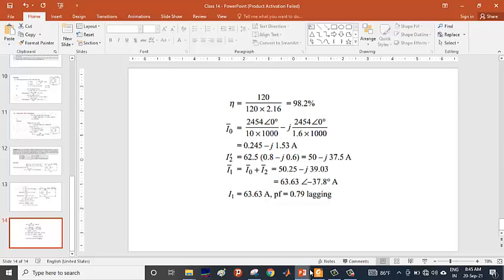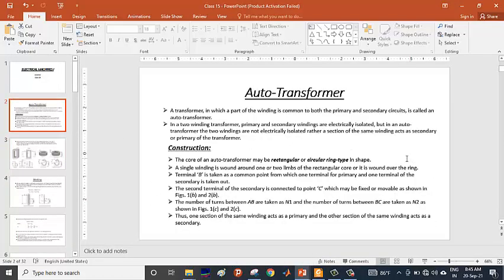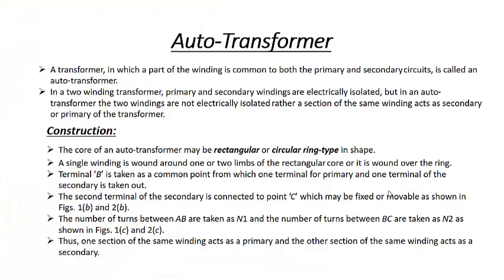Now let us move to the next topic, that is the auto transformers. So what is this auto transformer? An auto transformer is a transformer in which a part of the winding is common to both the primary and secondary circuit. That type of transformer is known as an auto transformer.